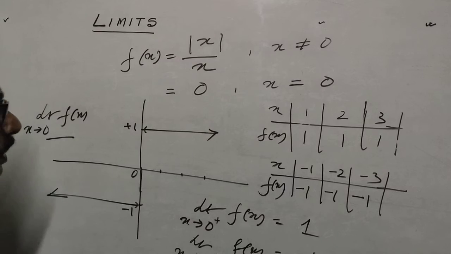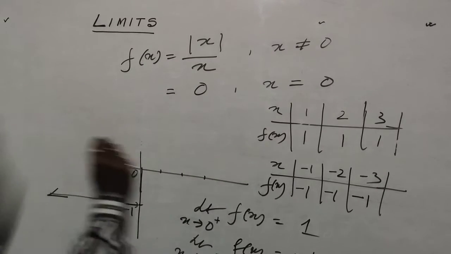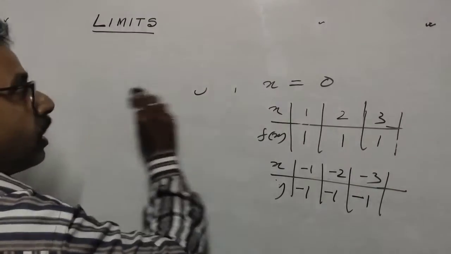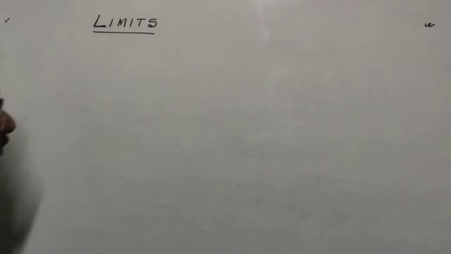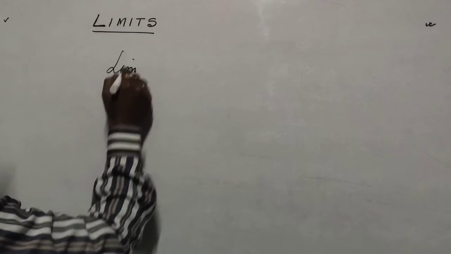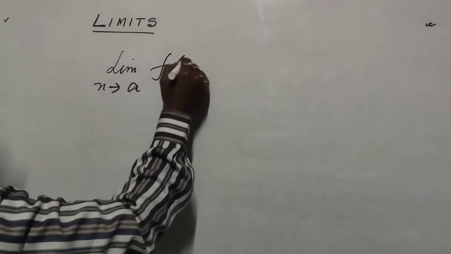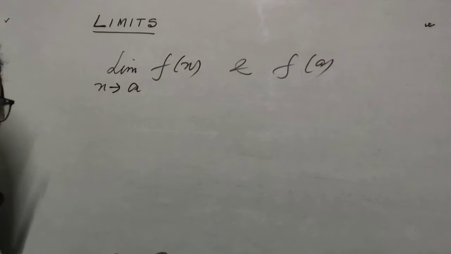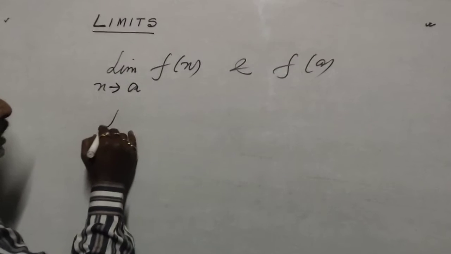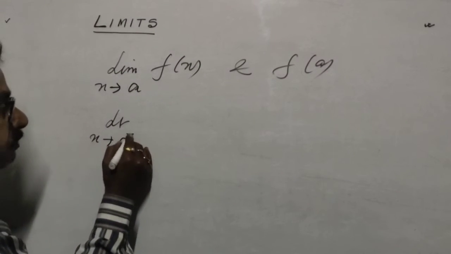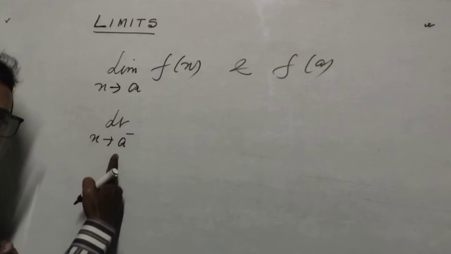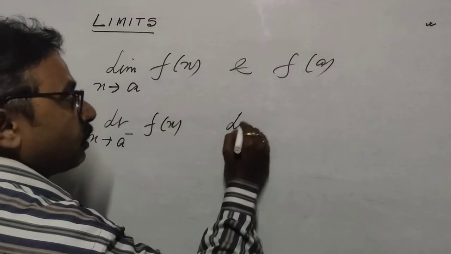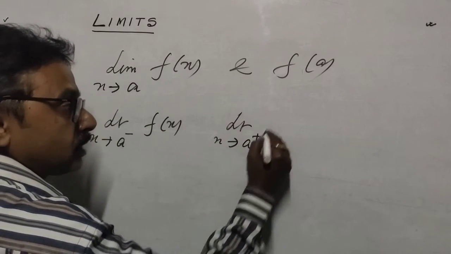Now the last part here, I am going to tell you what is the difference between limit x tends to a of f(x) and f(a). Right now I explained that this is the limiting value. That means when x is very close to a from the left hand side, that is, x is very close to a but a little less than a, then the value of the function is the left hand limiting value, limit x tends to a minus f(x).